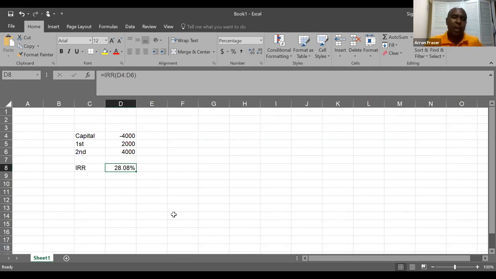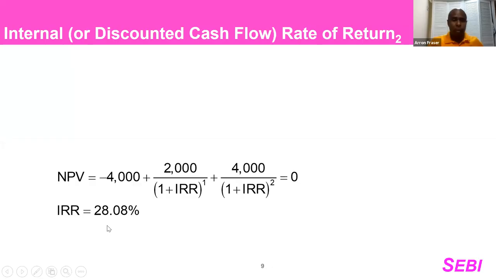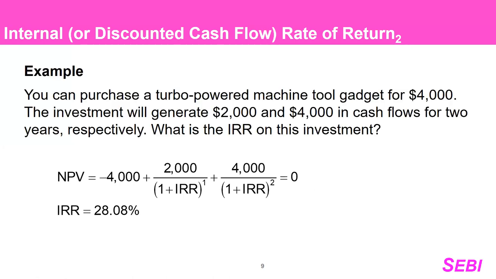If you use 28.08 as the discount factor and work it out, you will end up at NPV being zero. So if you replace IRR here with 28.08 as a discount factor, you will end up at zero. So that's the discount rate that will give you an NPV of zero. Any questions?